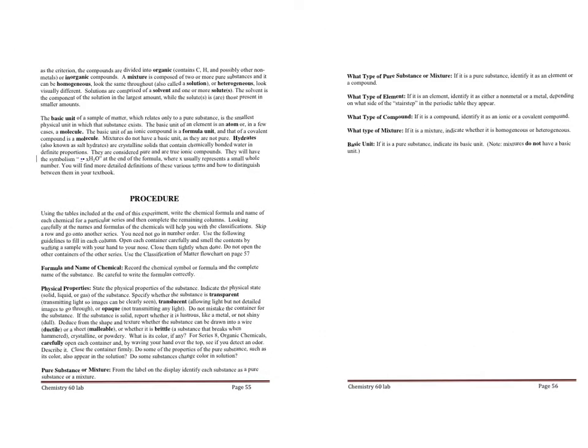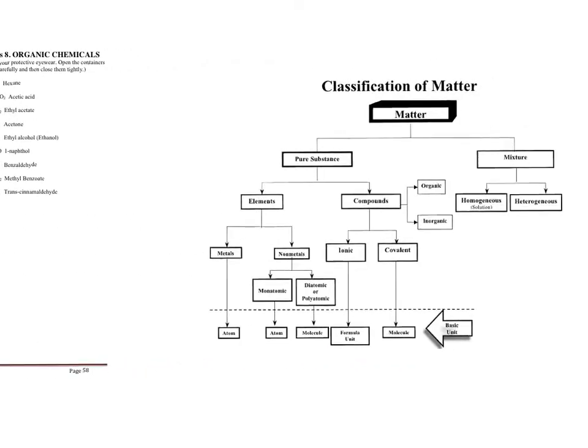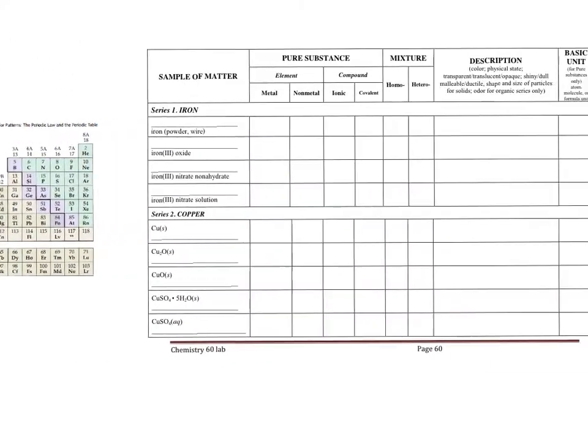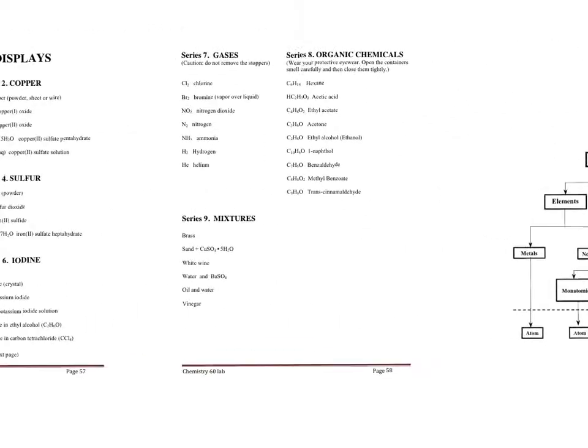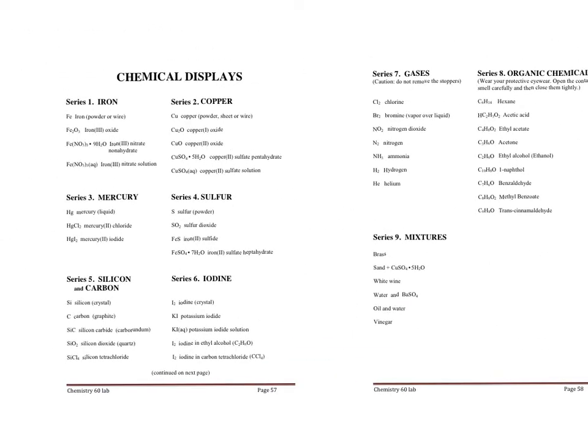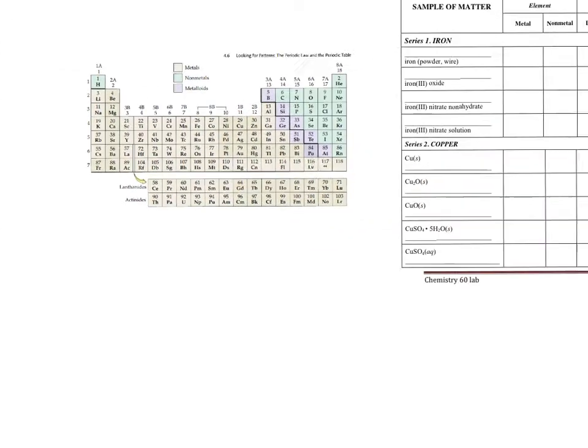The pre-lab assignment, you need to print out or download all of these charts, so pages 60 to 65. And the first thing you want to do is fill out the name or the chemical formula for each series. So series 1 is iron. And if you look at page 57 in your lab manual, so pages 57 and 58, we give you all of the chemical formulas and the names for every single series. It's your job then to fill in whichever is missing.